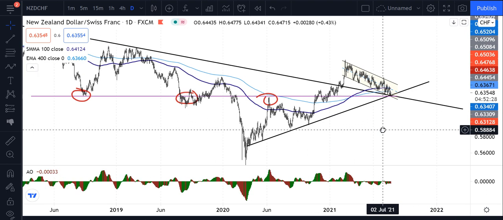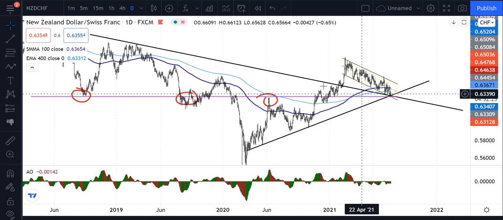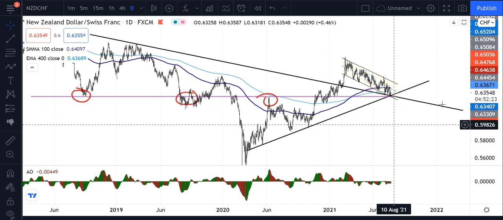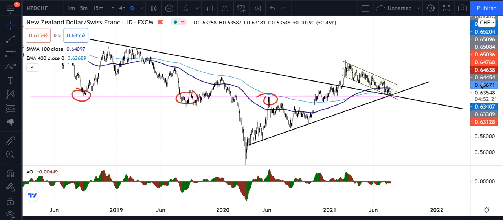So let's understand what was the logic behind this trade, this long trade. We will understand the reasons one by one.